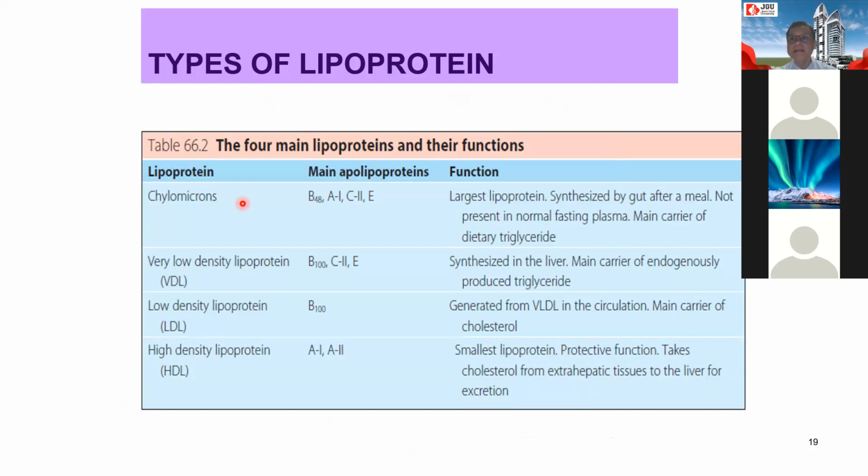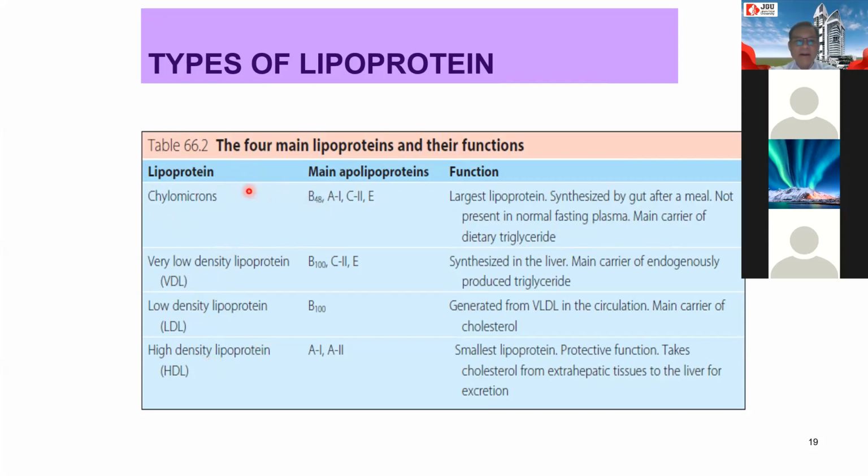Chylomicron is the one that forms after the food. It transports the food from the gut after the meal, and it is the main carrier of dietary triglyceride. So this chylomicron is rich in triglyceride. And then you have the VLDL, not VDL, VLDL, LDL and HDL, right?